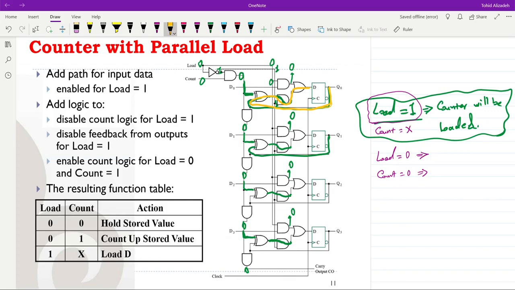So what do you see here? When load is equal to 0 and count is equal to 0, the counter holds its current value. So it is not loaded by any value and it doesn't count. It holds its current value. The next case will be when load is equal to 0 and count is equal to 1. Let us see what happens in this case.